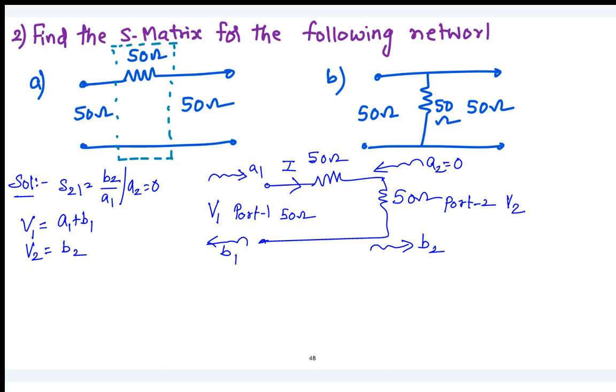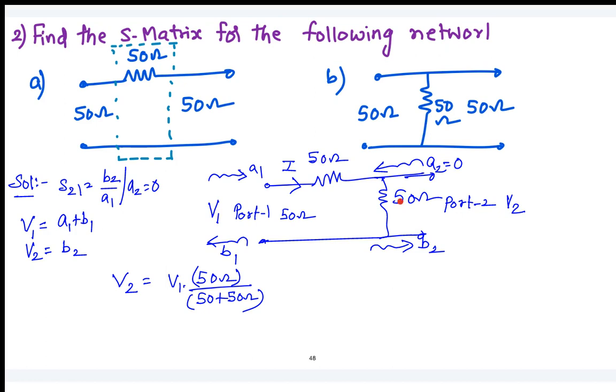Now, how to find the value of V2 here? I can use the current division. You can see the KVL application, right? The value of V2 is equal to V1 times 50 ohms divided by the total impedance. Everybody agree with me? Whatever the voltage observed at V2 is by the voltage division principle: whatever voltage you apply times 50 ohms divided by the total impedance.